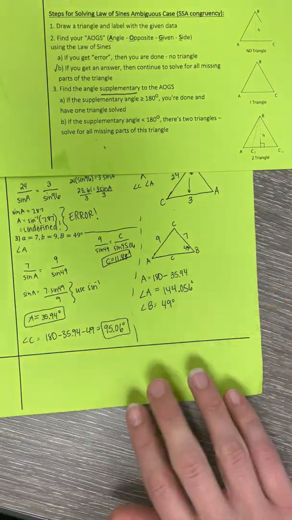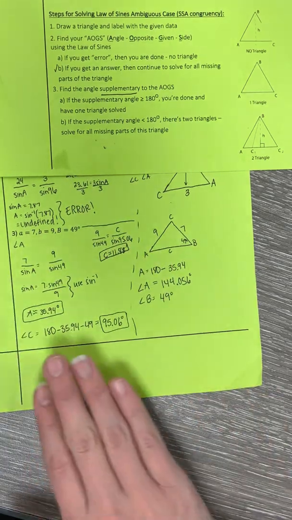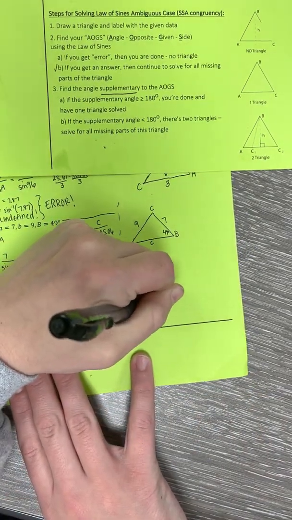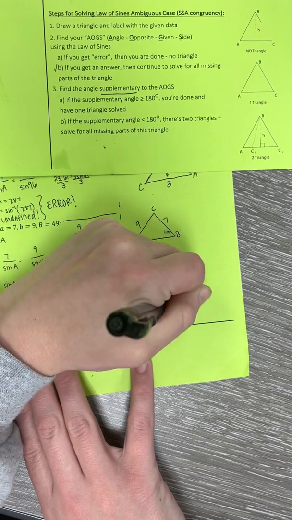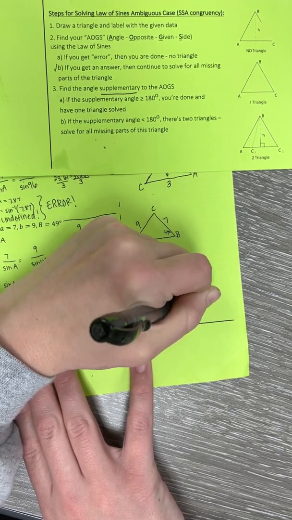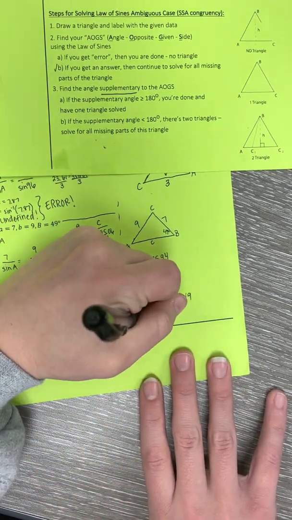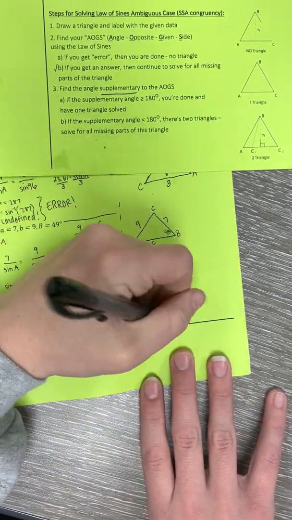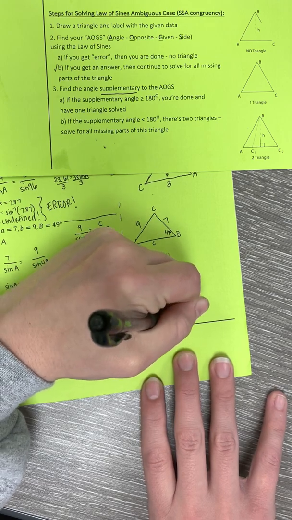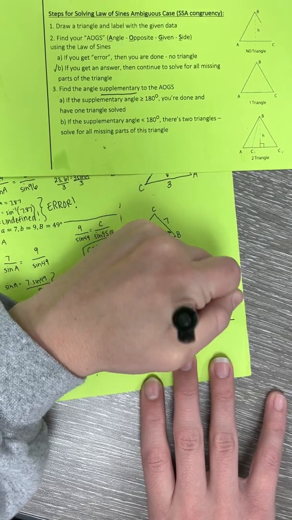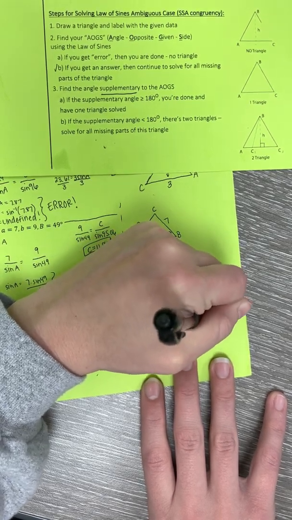All right, now once we do that, we would do the exact same thing we did here. Angle C would be equal to 180 minus the 144.056, and again minus the 49 degrees. Well, if we did that again for angle C, we would end up getting a negative 13.056 degrees, and that is not possible.